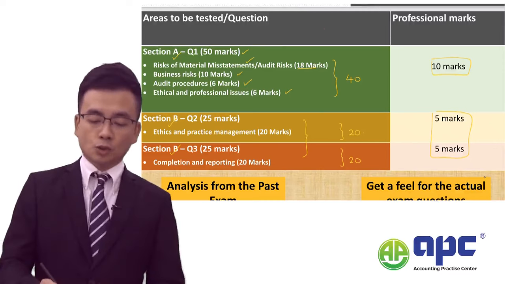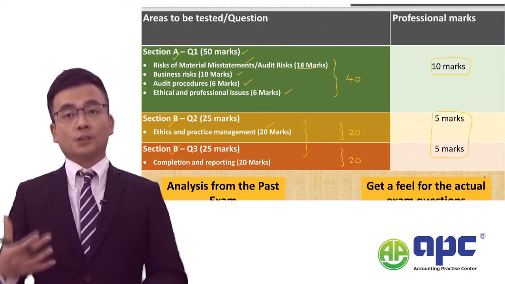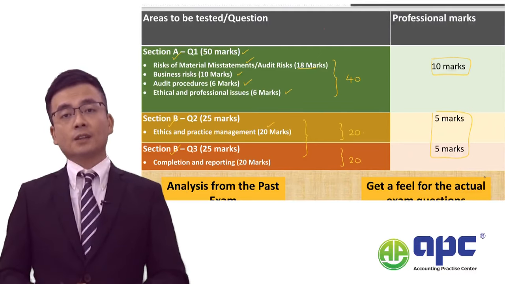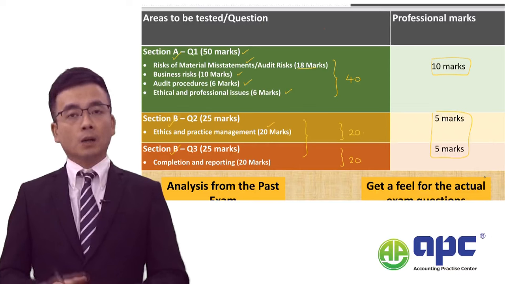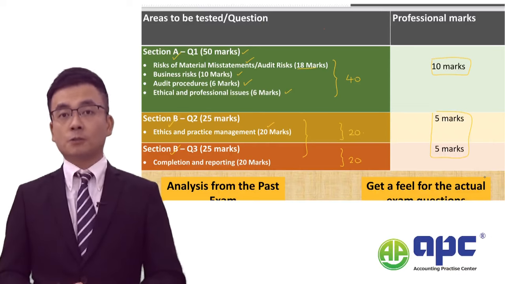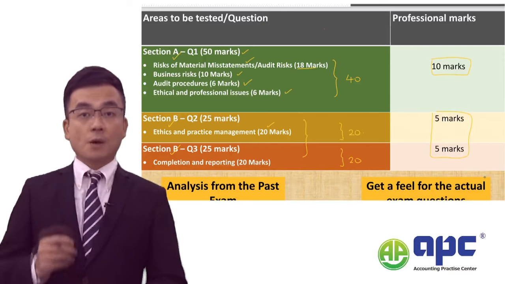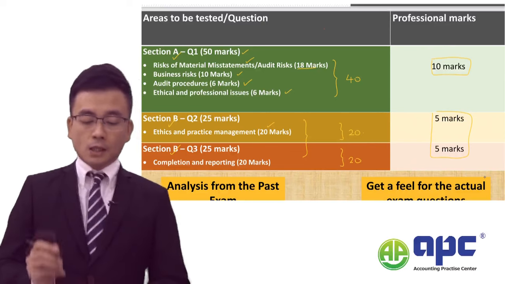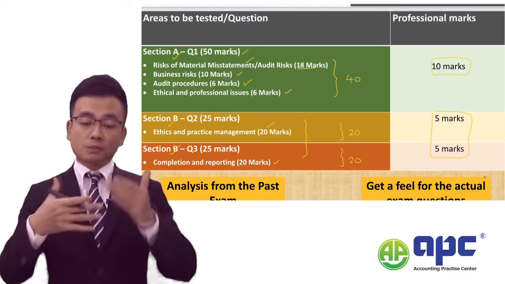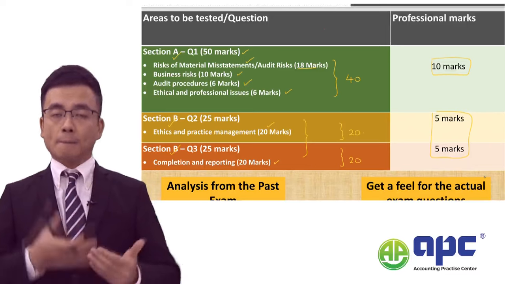For section B, usually it will be a very practical practice management and ethics question. So for example, you may be given a case that you're about to sign the engagement letter with a particular client's company. What sort of matters do you need to consider before you decide to work for this client? So very, very practical issues need to be built in. And also the completion and reporting stage. Sometimes the order for question 2 and question 3 may be swapped, and make sure that you're ready for that.